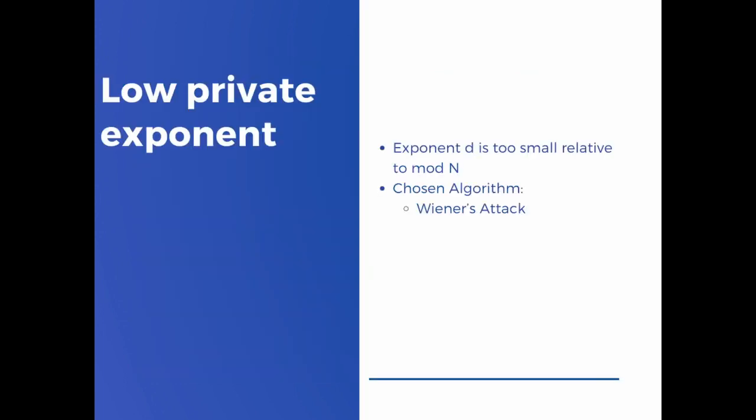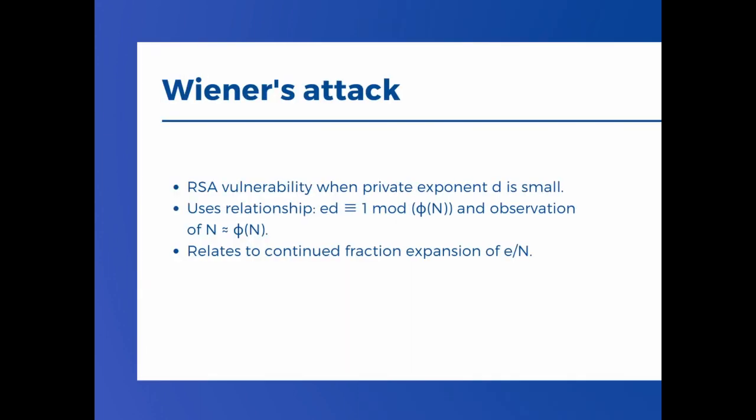Our second category focuses on low private exponent attacks, where the RSA system can be compromised if the private exponent d is too small relative to the modulus n. A classic example of this is Wiener's attack. This method utilizes the equation E times D equivalent to 1 modulus phi of n, and the fact that E divided by n is approximately k divided by d, to pinpoint the correct fraction k divided by d in the continued fractions expansion of E divided by n.